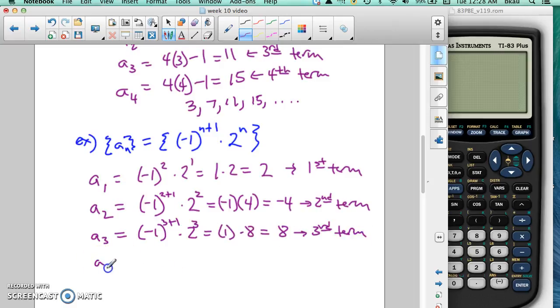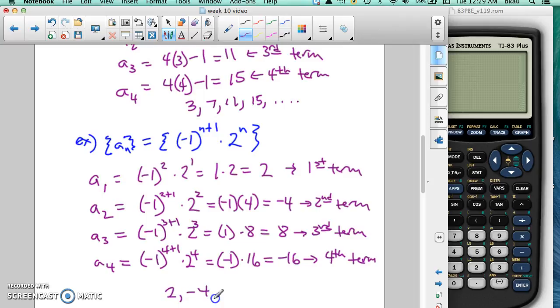And a sub 4 here, our fourth term, is going to be -1 to the 4 plus 1 power. That's the fifth power, and 2 to the fourth here. So the fifth power is going to be -1 here. So -1 times -1 times -1 times -1 times -1 is a -1. 2 to the fourth is 16. So we're going to get -16 for my fourth term. So the sequence itself is going to go 2, then -4, then 8, then -16, and it's going to continue on in that pattern.